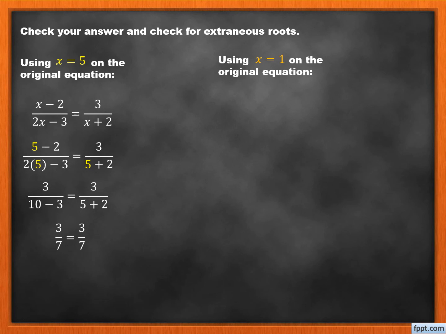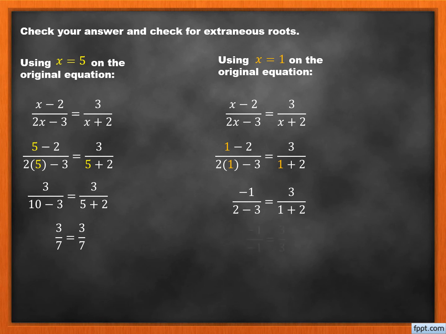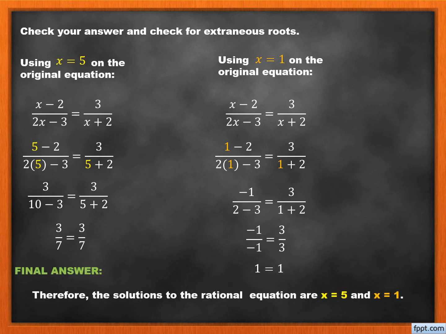How about if x equals 1? Using the original equation, substitute x by 1. We got 1 equals 1. Since the left side of the equation is always equal to the right side of the equation, using x equals 5 and x equals 1 for our final answer. Therefore, the solutions to the rational equation are x equals 5 and x equals 1.